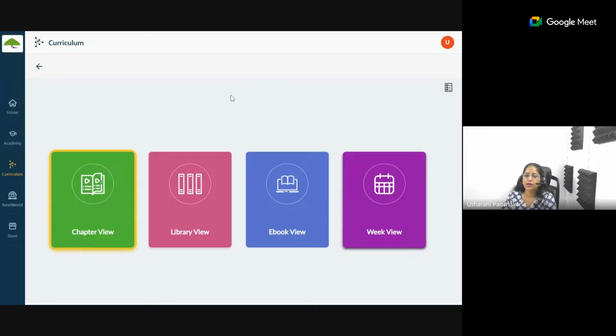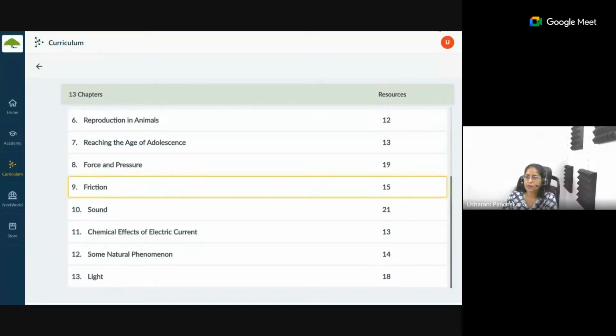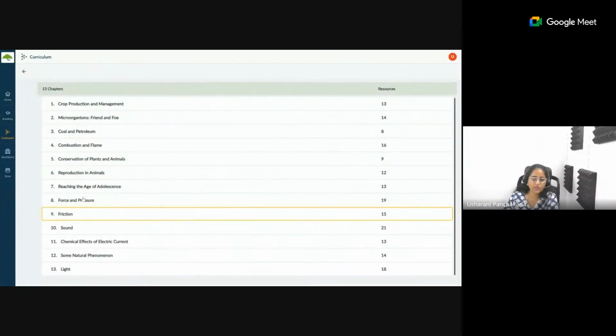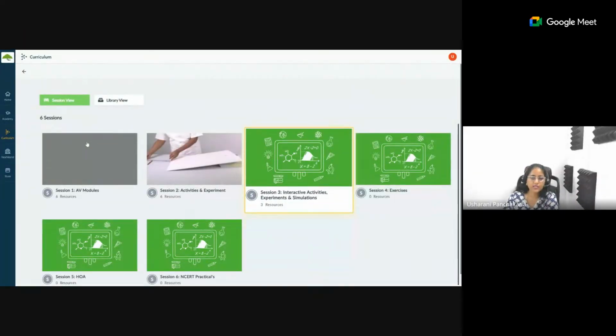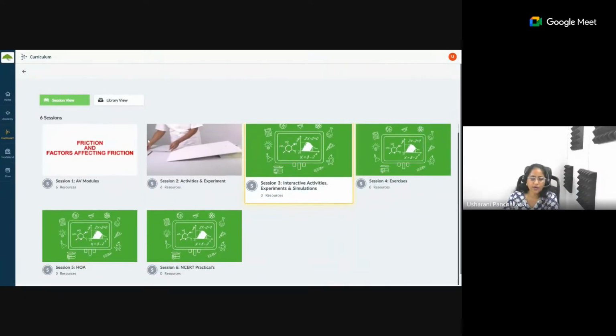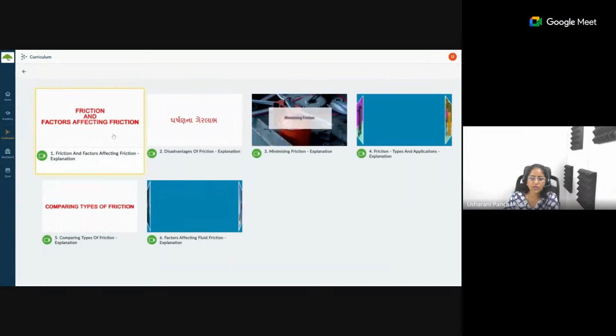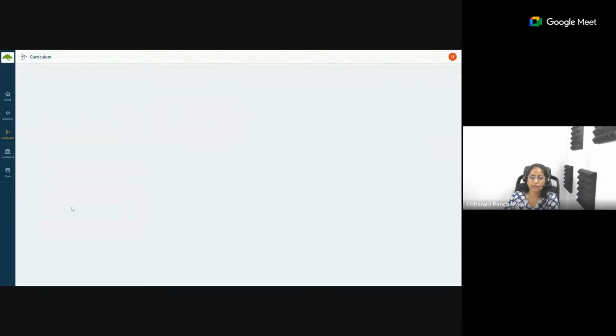Right. Yes. Now this is where I have just entered into a grade 8 chapter, and here we are in this friction chapter. In this you can see there are AB modules, there are activities and experiments, there are interactive activities, there are exercises inside, there is a hands-on activity and NCERT practicals content. Now let me go to the AB module. So here if you see, these are the different AB modules. Let me take up maybe this one, comparing the types of friction, where we have rolling friction, sliding friction, etc.